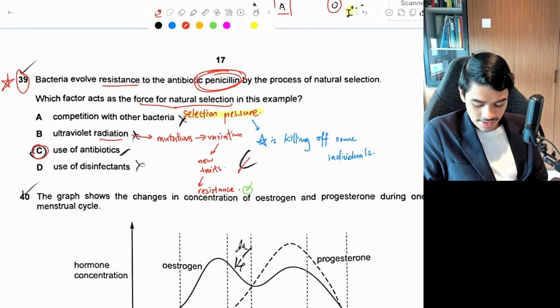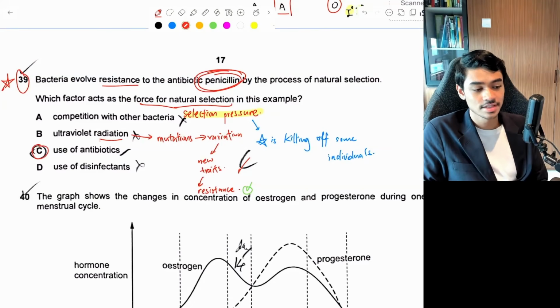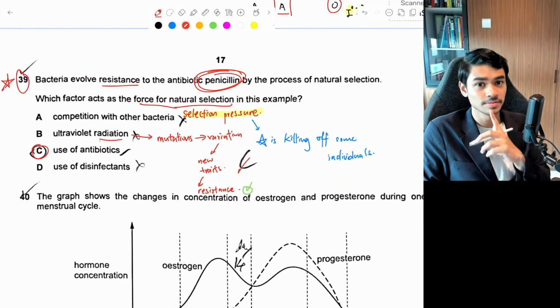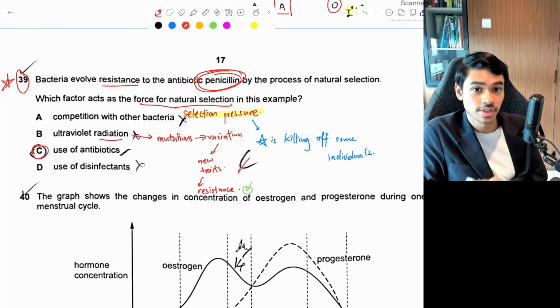So it doesn't answer the question because this is not the selection pressure. UV radiation is a mutagen which increases the mutation rate so that later natural selection can act on it to choose, is this a good new trait that came up? Is this a good mutation? Okay, so B is out.